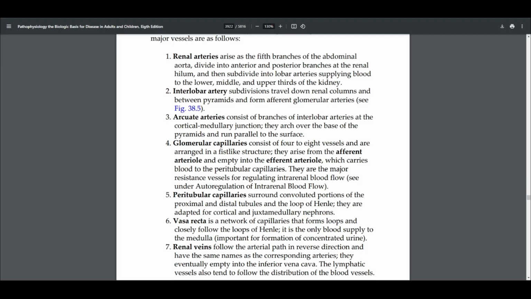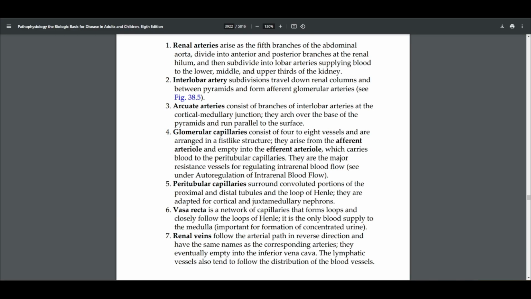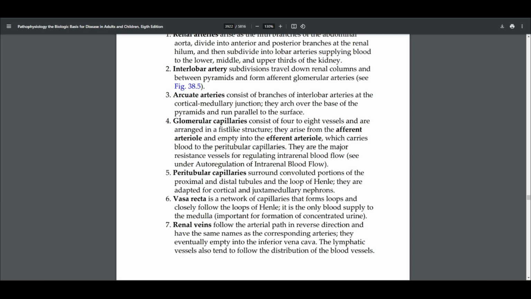Their subdivisions travel down the renal columns and between pyramids and form afferent glomerular arteries. Then you've got your arcuate arteries, which consist of branches of interlobar arteries at the corticomedullary junction. They arc over the base of the pyramids and run parallel to the surface. Your glomerular capillaries consist of 4 to 8 vessels and are arranged in a fist-like structure. They arise from the afferent arterioles and empty into the efferent arterioles, which carry blood to the peritubular capillaries. They are a major resistance vessel for regulating intrarenal blood flow.